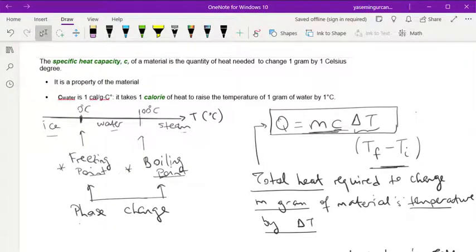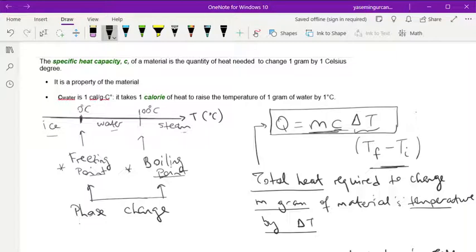Everyone, I want to show you how to solve calorimetric problems. In calorimetric problems, you will need to use two kinds of formula. One is this formula that I wrote here: Q is equal to mc delta T, where m is mass, C is the specific heat capacity of the given material, and delta T is the temperature difference, which is T final minus T initial.